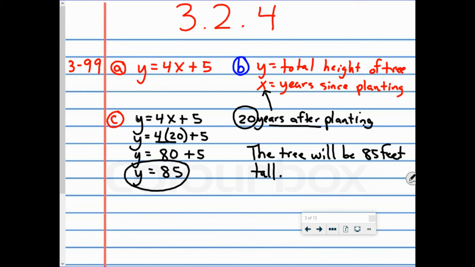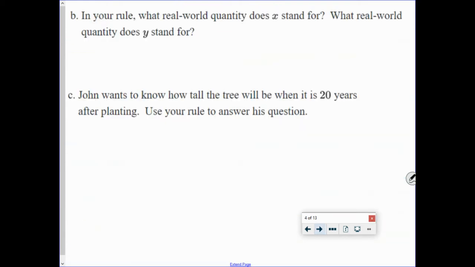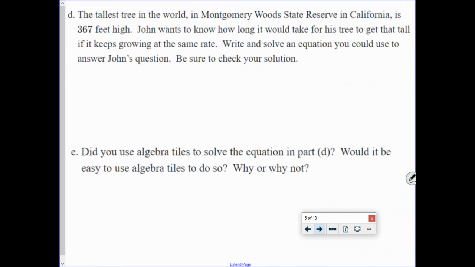That is what I expect to see on your paper. So have it written down, please. Okay? We used our equation. We plugged in the 20 for the number of years since planting, and then we solved. Okay? And that's question C. Now, let's see what's next.